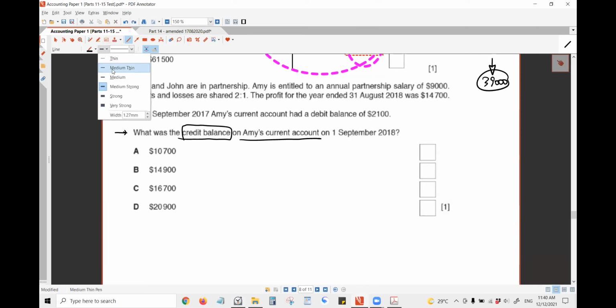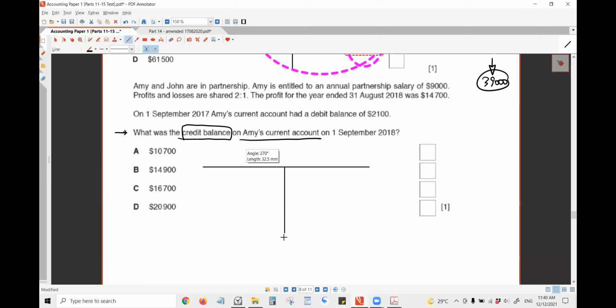In the exam, how I would do, I would not use a ruler. It's time wasting, but I'm just showing you properly here because I'm explaining to you. Current account for Amy. Now see the question. They're asking you for the balance on this day, but it is 1st of September. So look carefully at all the dates of the question together.